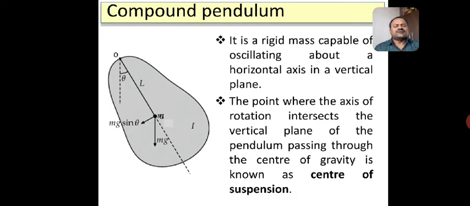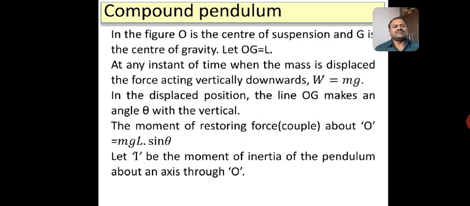At any instant of time in the displaced position, the line OG, that is L, makes an angle theta with the vertical. In the displaced position, the weight of the object mg will be acting in the downward direction. It can be resolved into two components. One is mg sine theta, which acts as the restoring force or restoring couple, and another component mg cos theta, which will be acting along the line OL.